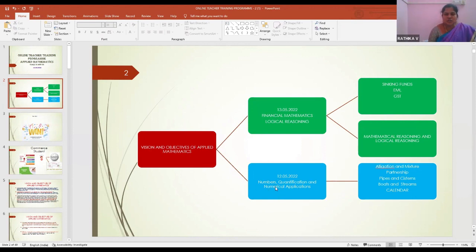And along with that, one topic I have taken, that is numbers, quantification and numerical applications. This is actually one class 11 topic and one class 12 topic I have taken. And tomorrow it will be taught financial mathematics and logical reasoning. In numbers and quantification, it's a very big unit. Only a few concepts I have taken, and the full complete unit I'll just show you, what topics are there, and all the details I'll be telling you.